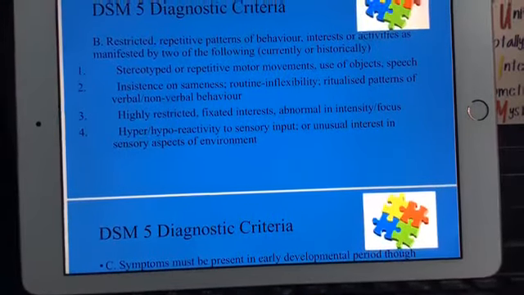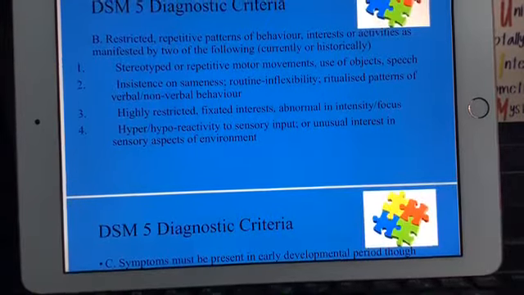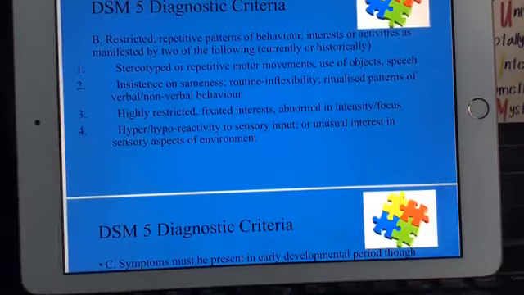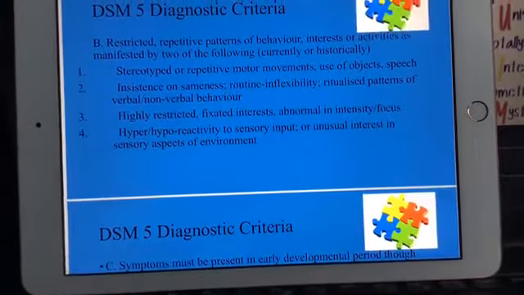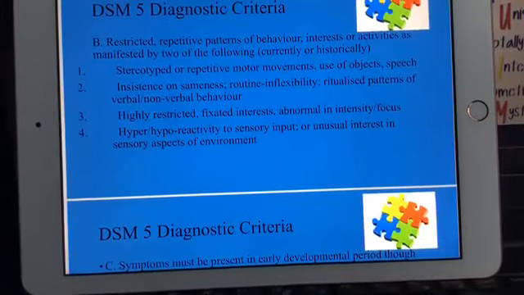You may also notice repetitive motor behaviors. Some children may engage in hand flapping. Some children may be running up and down the same pattern. For example, if you're at home, the child is consistently running along the hallway over and over, non-stop.